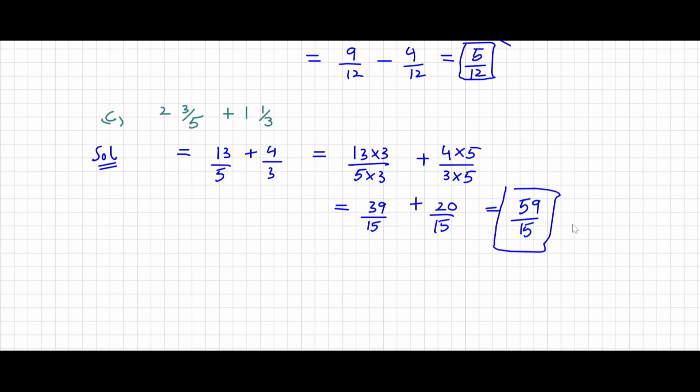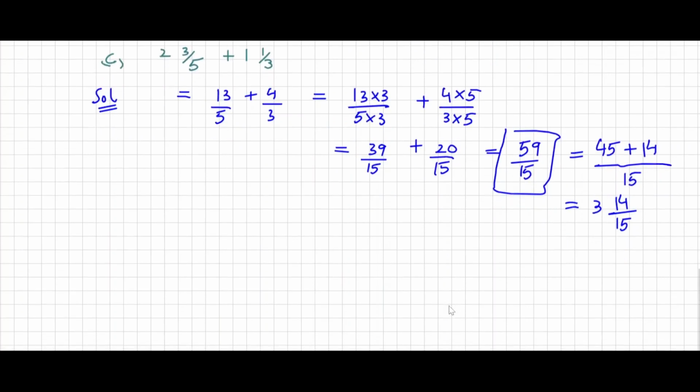So the idea is we want it in a simplified way. We have to simplify this. So 45 plus 14, divided by 15. So 45 plus 14, it's 59. So 45 divided by 15, you will get 3, and 14 divided by 15, you will get this. So it's 3 and 14 by 15. Like this.